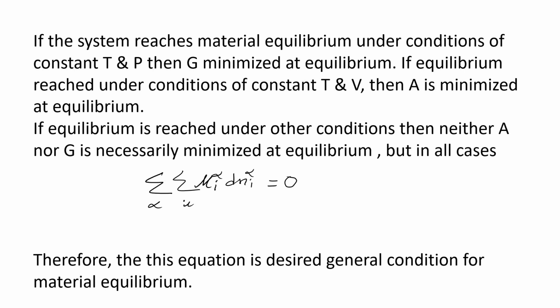Okay, we have already seen this material equilibrium equation is the same under constant temperature and pressure or constant temperature and volume. But not only these two, whatever way equilibrium is reached, for material equilibrium this is the general equation. Therefore, this equation is the desired general condition for material equilibrium. When material equilibrium is reached, then this condition will be fulfilled. Hope you have understood. Thank you.